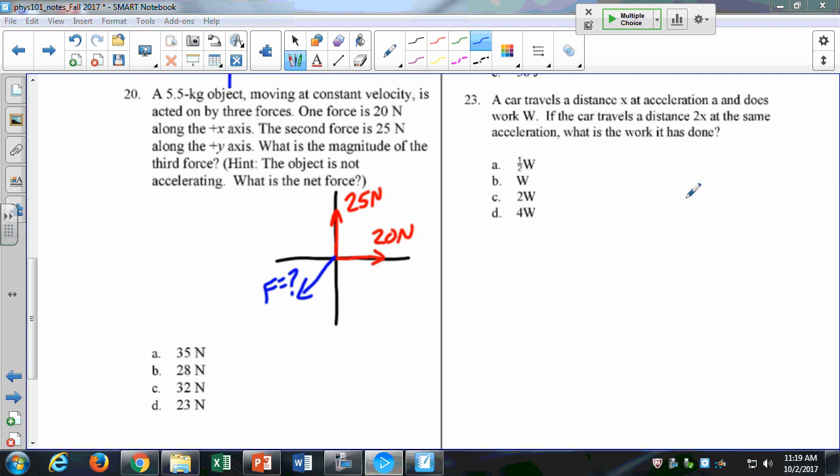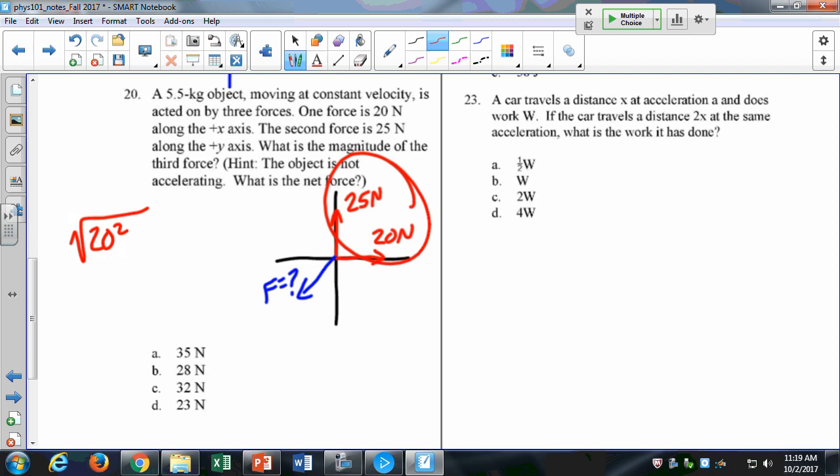My force is going to be equal to the sum of these two forces. And to find the sum of those two forces, I say the square root of 20 squared plus 25 squared, and that's equal to 32 newtons. It was C. Is that what y'all marked? C? Yeah. All right. So you still have some vector problems.